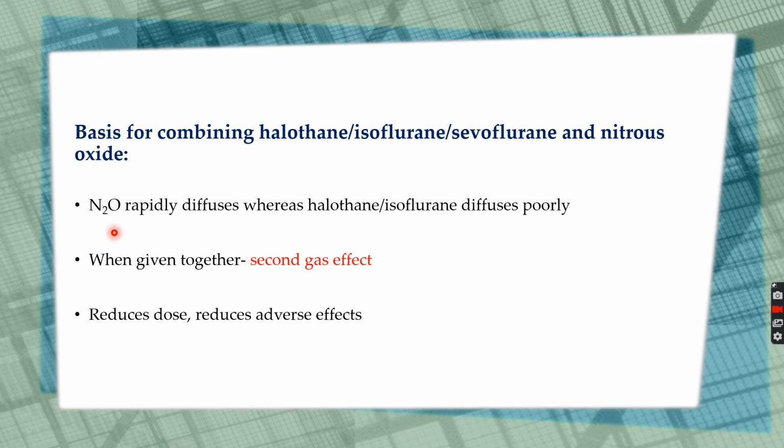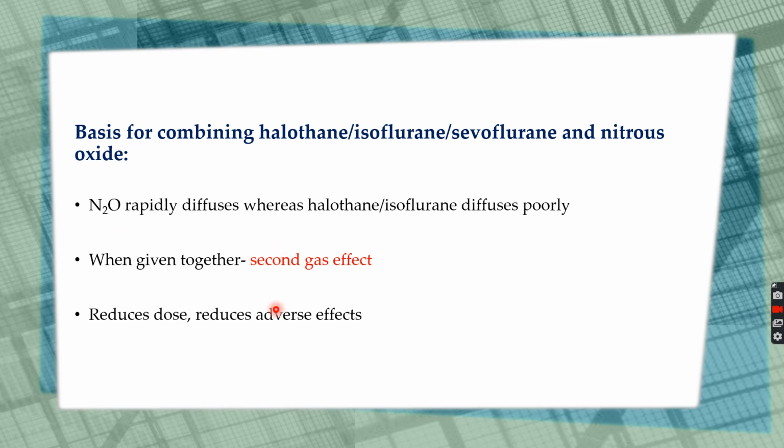Since nitrous oxide has good diffusion along the alveoli in the lungs, if you give another volatile liquid or gas along with nitrous oxide, like halothane or isoflurane, when nitrous oxide diffuses from the bronchioles into the alveoli, it will also take the second gas, that is halothane and isoflurane, along with it into the alveoli.